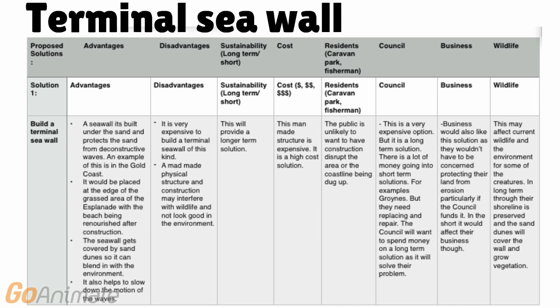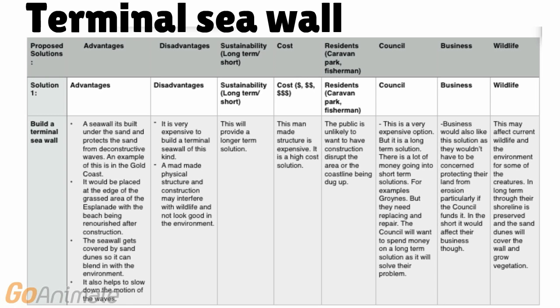The seawall is built under the sand, letting it be covered by sand dunes and vegetation. Over time, it will blend in with the environment. By having a seawall, this will slow down the motion of deconstructive waves. Tourists and residents will not like the disruption and construction in the short term, but in the long term, businesses, residents, and the council will have a long-term solution of preserving their environment, particularly for wildlife. This type of construction is expensive, but it pays off in the longer term. It will preserve the environment and can be built to blend in with the environment.